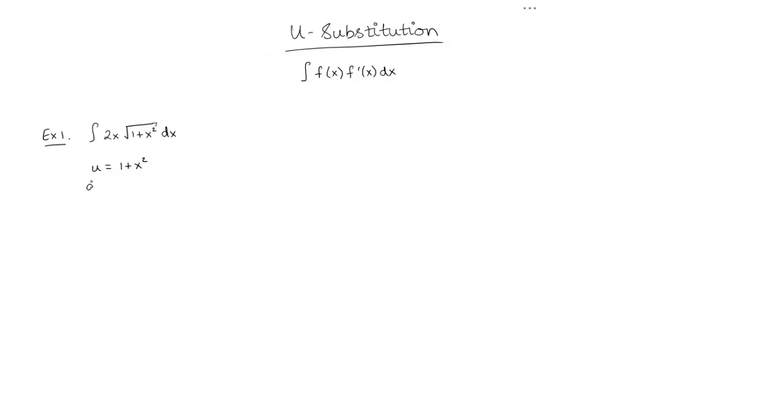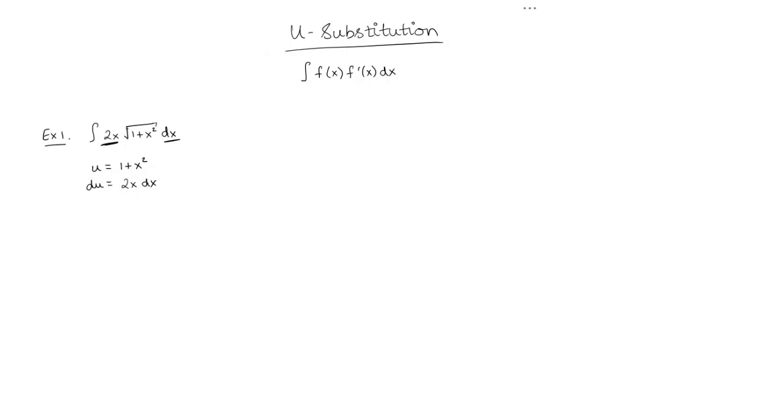In order to do that, I need to find du, because that's the only way I can integrate that. I can find du by just differentiating my expression for u in terms of x. So 1 plus x squared, the derivative is just 2x dx. Now I go back to my original question. I see I have a 2x dx right there, and I just found that du is equal to 2x dx. So I can replace this 2x dx in the question with just du.